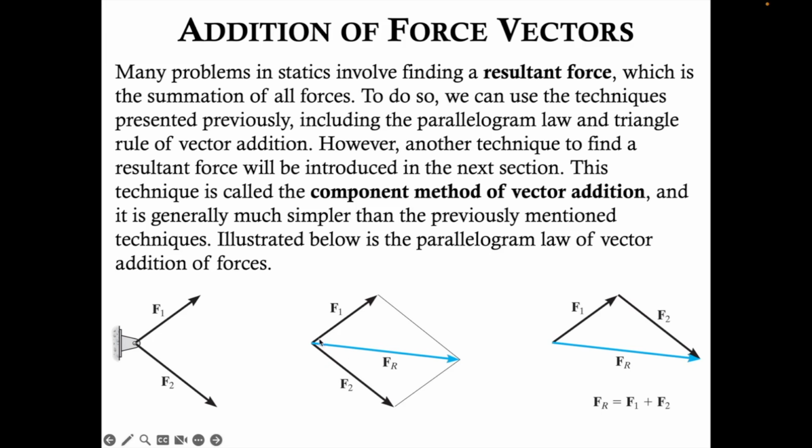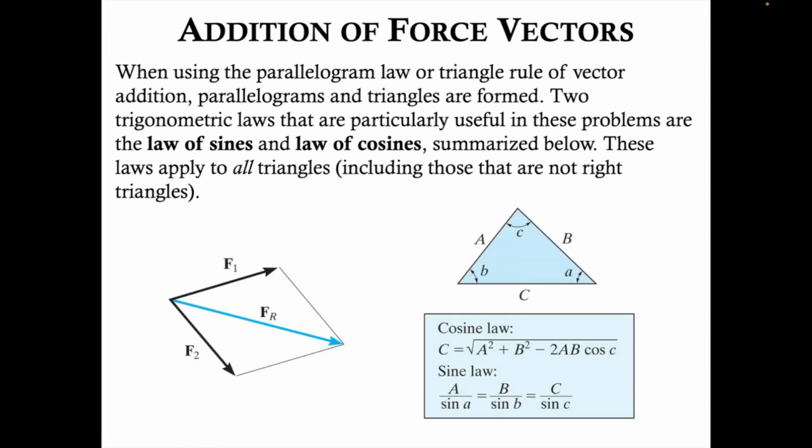Inside this parallelogram are two triangles. In fact, they are identical triangles. They're basically just rotated one from the other. So when using the parallelogram law or triangle rule of vector addition, we see that parallelograms and triangles are formed. Two trigonometric laws that are particularly useful in these problems are the law of sines and law of cosines that relate the lengths of the sides of the triangles and the interior angles. Keep in mind that these two laws apply to all triangles, including those that are not right triangles.